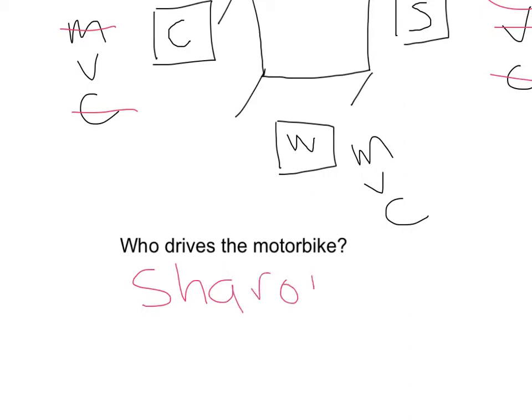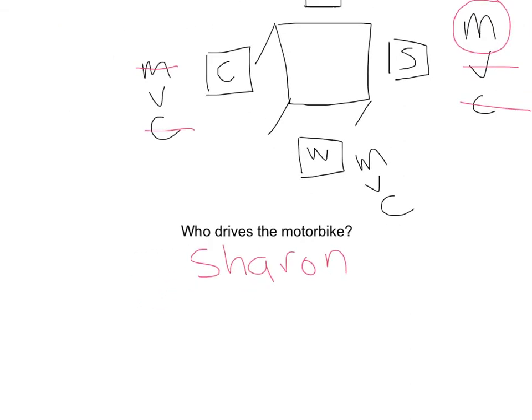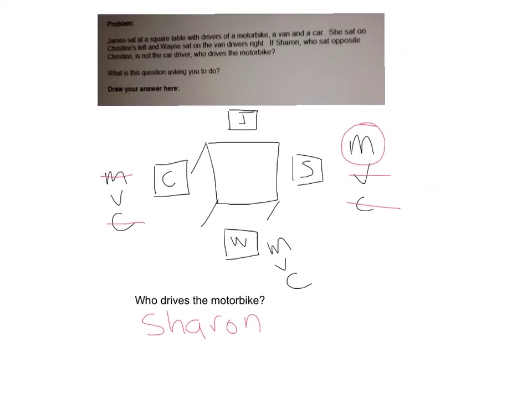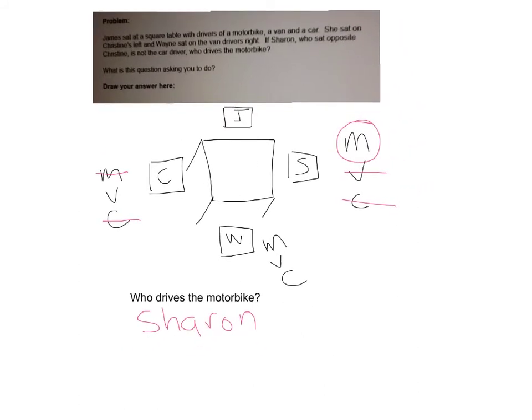Now we can go down here. There is our answer. And what we really need to do now is just check that answer to see that it makes sense. So we can do that by going back and checking the question. James is at a square table with the drivers of a motorbike, a van and a car. He's sitting on Christine's left. Yes, he's on Christine's left, and Wayne is on the van driver's right. So that means if Christine has the van, then Wayne's on her right. That would be right. Sharon is sitting opposite Christine, yes, and is not driving the car.